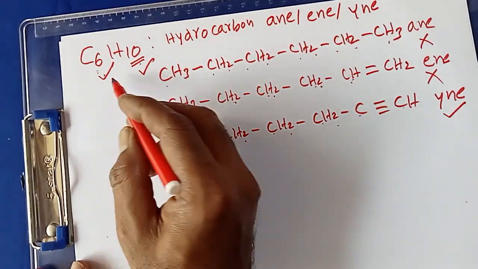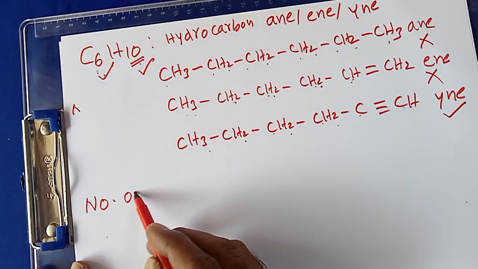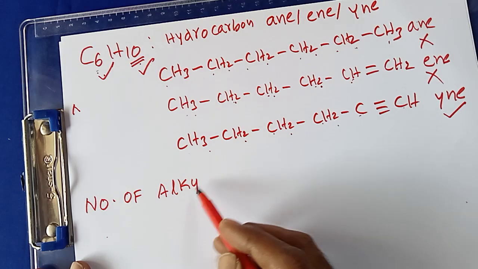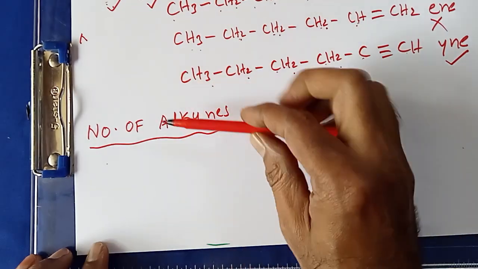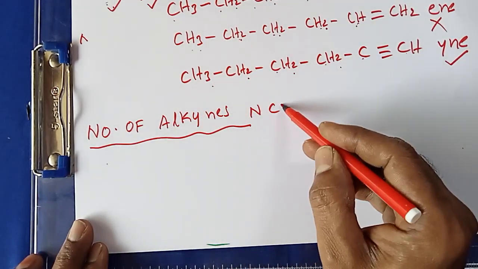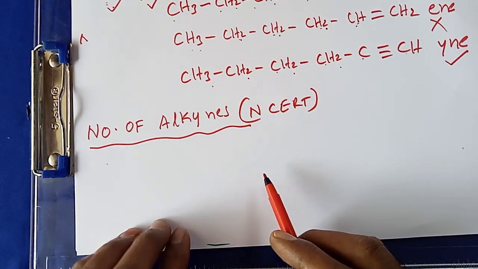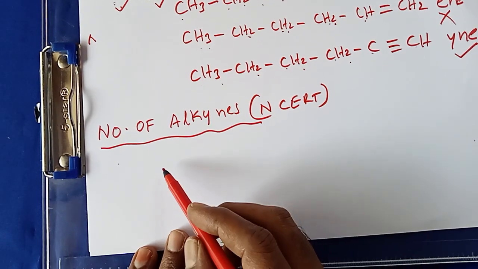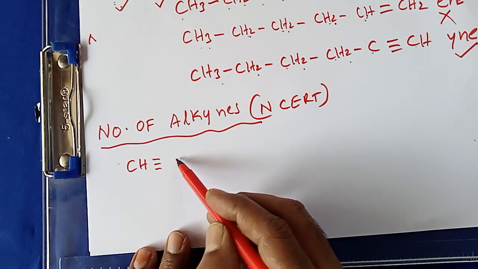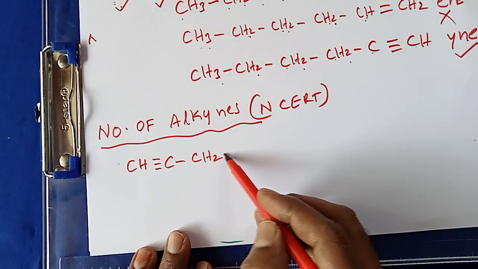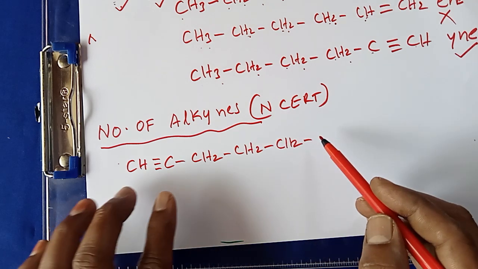If they ask the number of alkynes for C6H10, how many? Number of alkynes, how many alkynes only? This is important, and this is only useful in NCERT. See how it is predicted now. Same basic formula. First you write down one compound. What is that one? CH triple bond C, CH2, CH2, again CH2, again CH3.